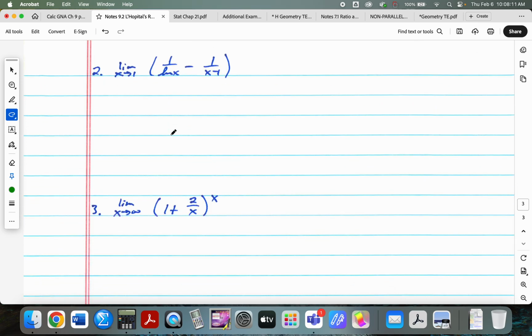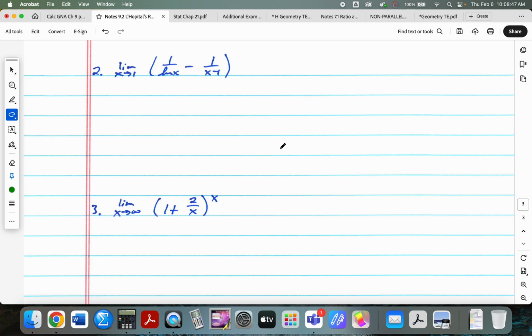All right, let's take a look at this one. The limit as x approaches 1 of 1 over the natural log of x minus 1 over x minus 1. Notice that this is going to be 1 over something approaching 0, so that's infinite. This is going to be infinite. I've got infinity minus infinity. Usually we don't even bother writing that down. Usually we just go, okay, how am I going to deal with this?